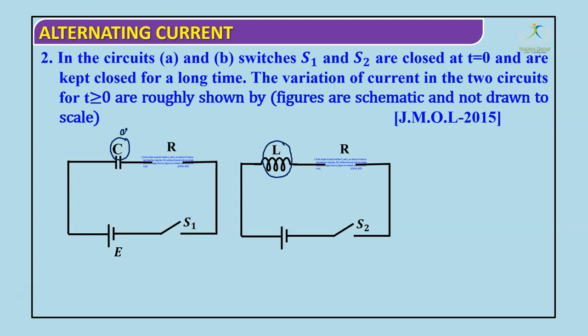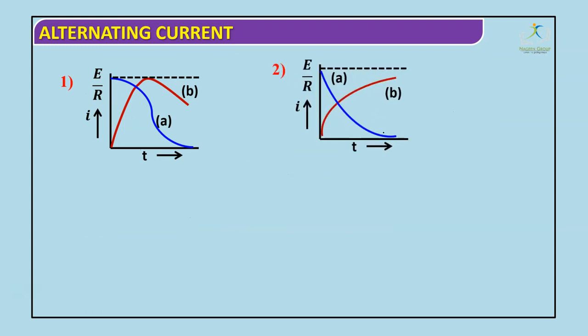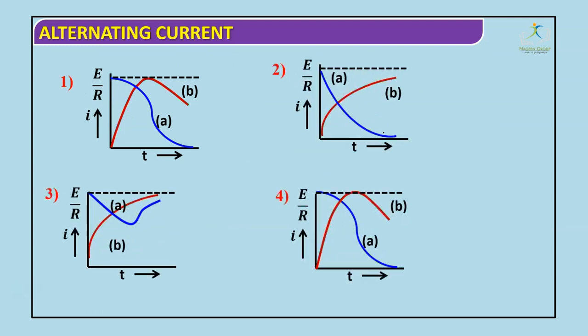This is a capacitor and this is the section of the inductor, and the R is on both sides. So these are the diagrams, which actually represent E by R. So let us see the solution of this part. The correct answer is E by R.